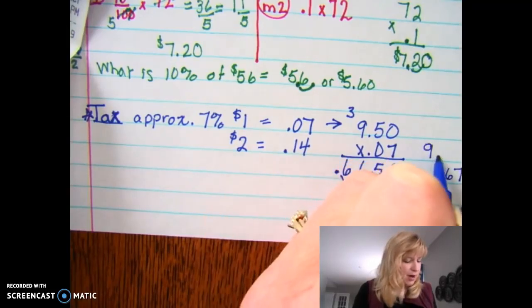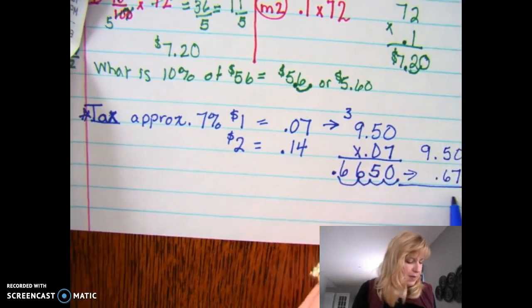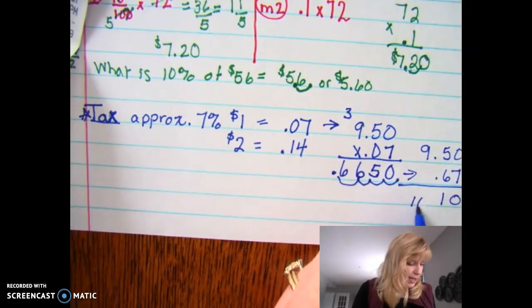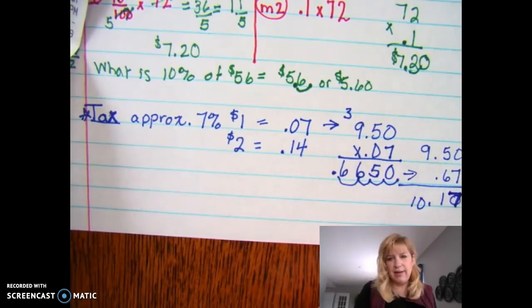So if you are paying $9.50 for a new item, you are going to end up paying $10.17, not just $9.50.